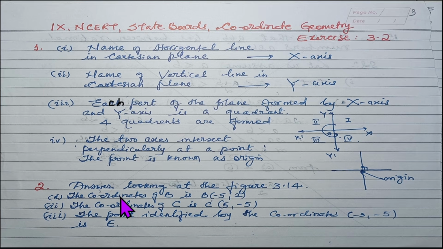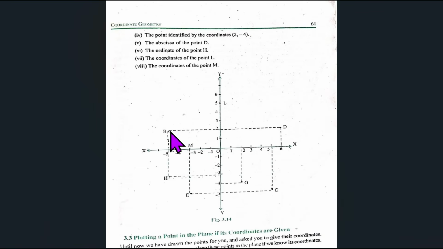So we have to identify the coordinates of B, the coordinates of C, and the coordinates of E. So let us understand that B, C, and E. Now the coordinates of B is very simple. It is -5 and 2. -5 abscissa, 2 ordinate. So -5 and 2. And the coordinates of C is 5, -5, and coordinates of E are -3 and -5.